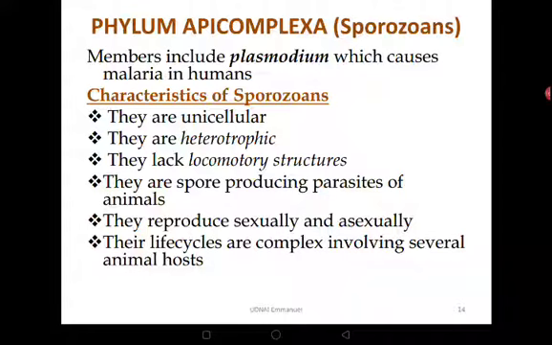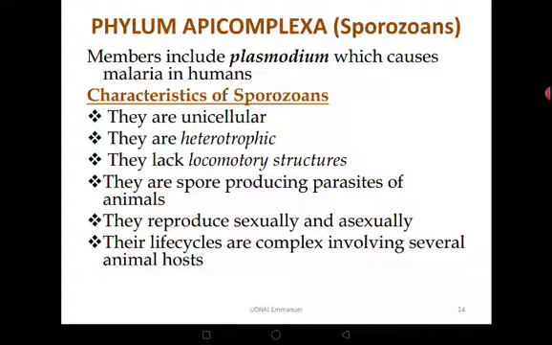They live as parasites. They lack locomotor structures simply because they are parasitic in nature and they live in host cells, so they have no need for locomotor structures. They are spore-producing parasites. They produce spores. That's why they are called sporozoans. Later on, we shall see the life cycle of Plasmodium parasites, and we shall see they produce spores or sporozoites.